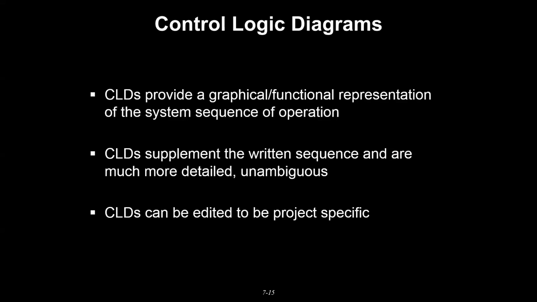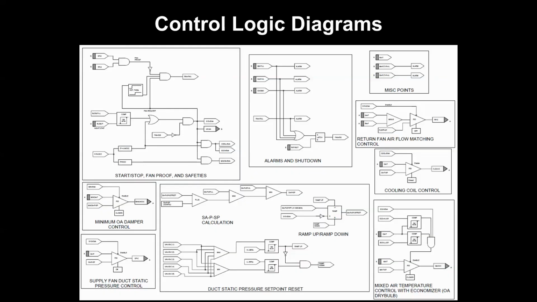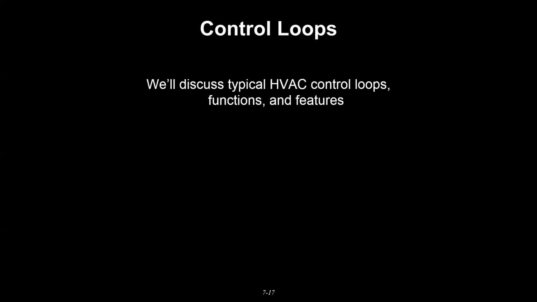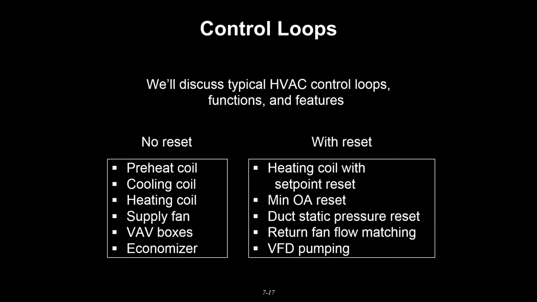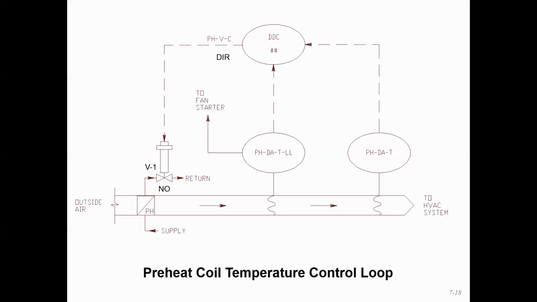So we talked about CLDs or control logic diagrams as being this graphical representation of all our HVAC sequences, and that on design sheets they're going to look something like this. So we're going to talk about some of those control loops, and in this video we're going to look at some of the simpler or no reset ones, and in the next video we're going to do our second part where we're looking at some of the more complicated systems that can have their set points reset and what that means. So we'll start with a preheat coil.